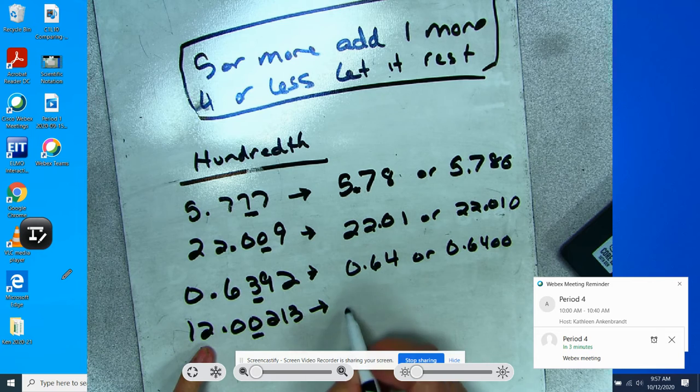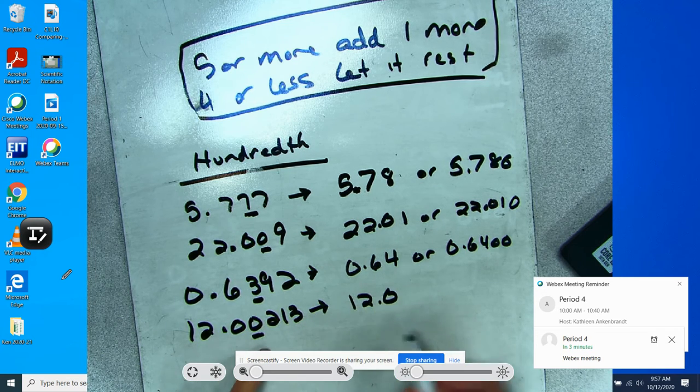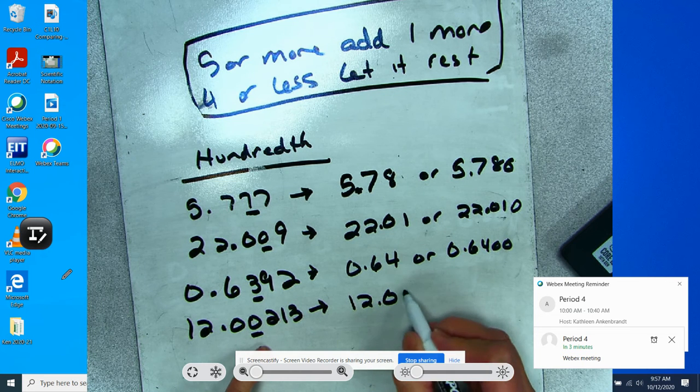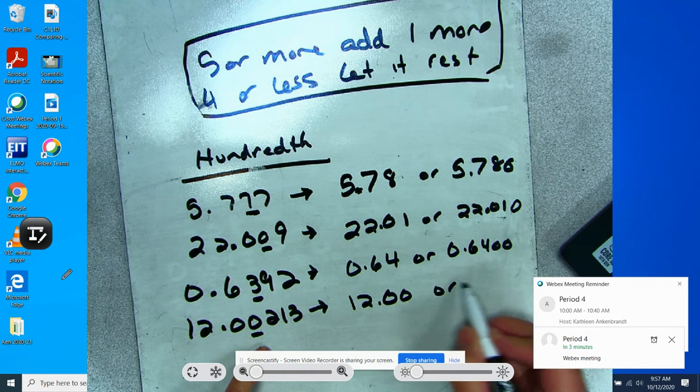And finally here we have our 12.0. 2 is less than 4, so we're going to keep it the same. So this will be 12 or 12.000.